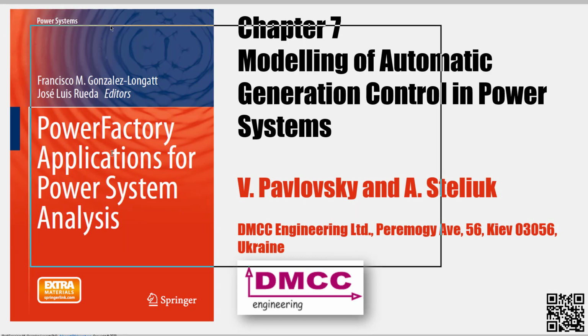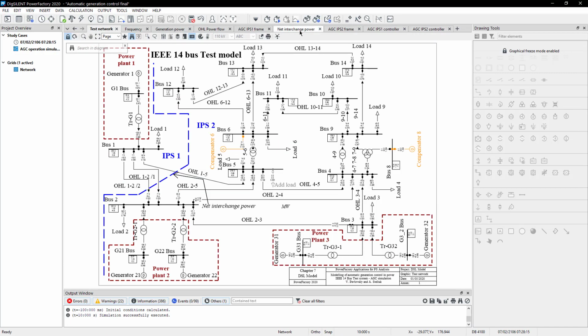Okay, let's jump into DIgSILENT PowerFactory, okay? Now we are in DIgSILENT PowerFactory, and this is the automatic generation control. This is the DIgSILENT PowerFactory project that was created for chapter number 7. Every single chapter in our book has examples that you can follow step by step. You can download the samples, you can run the samples, and you will get the same answers that our collaborators presented in the book. This is a very pedagogical book.